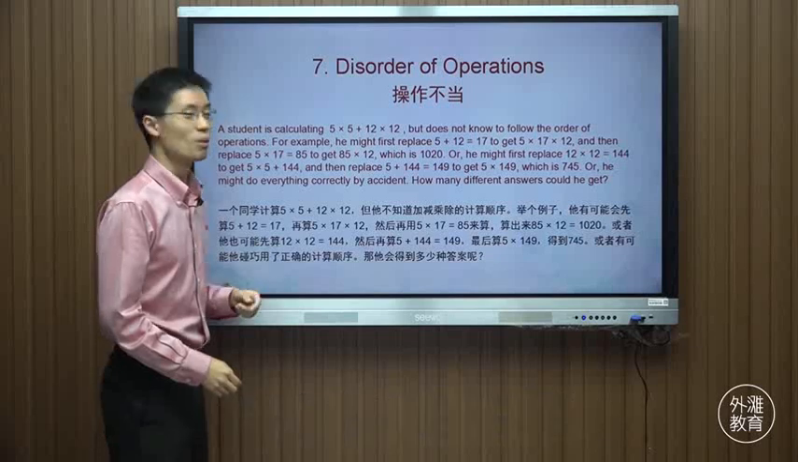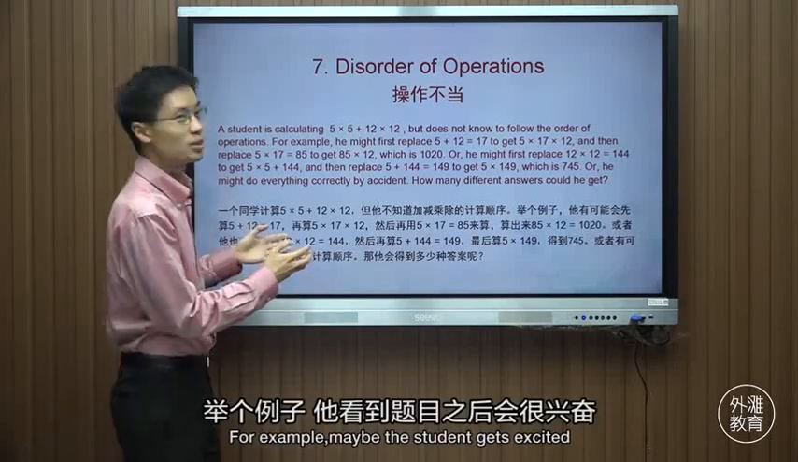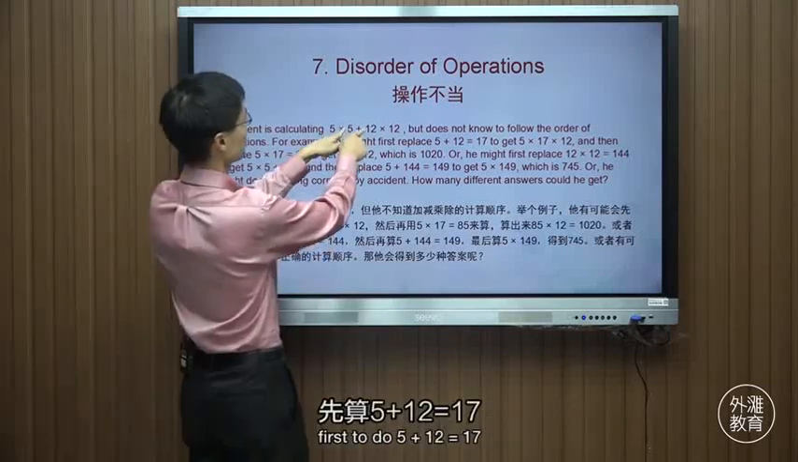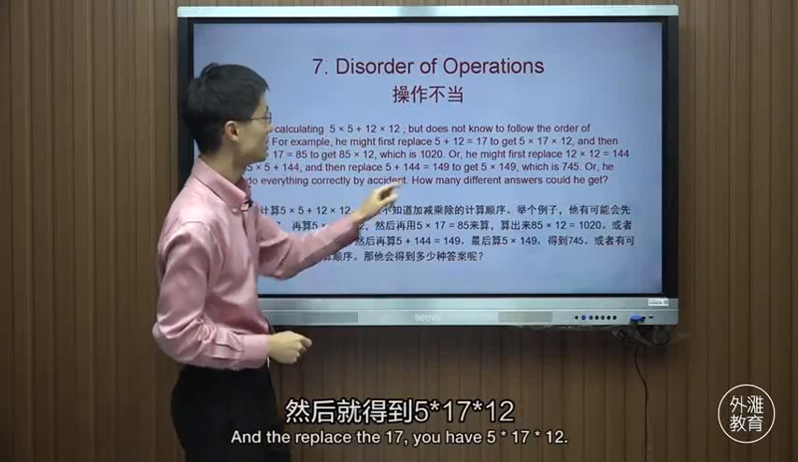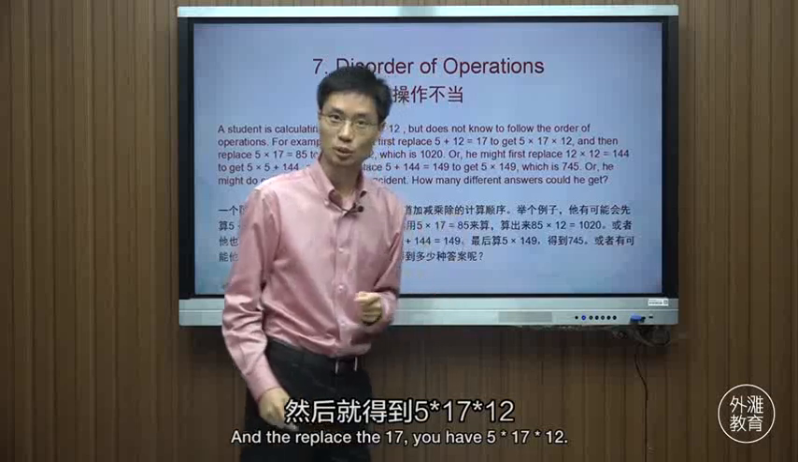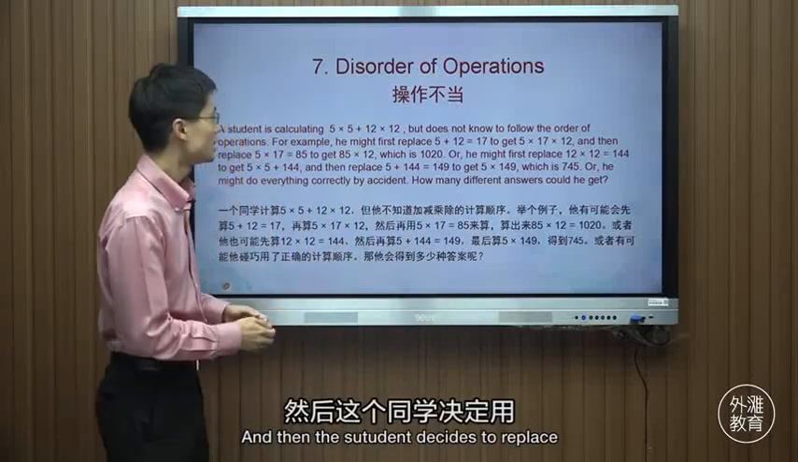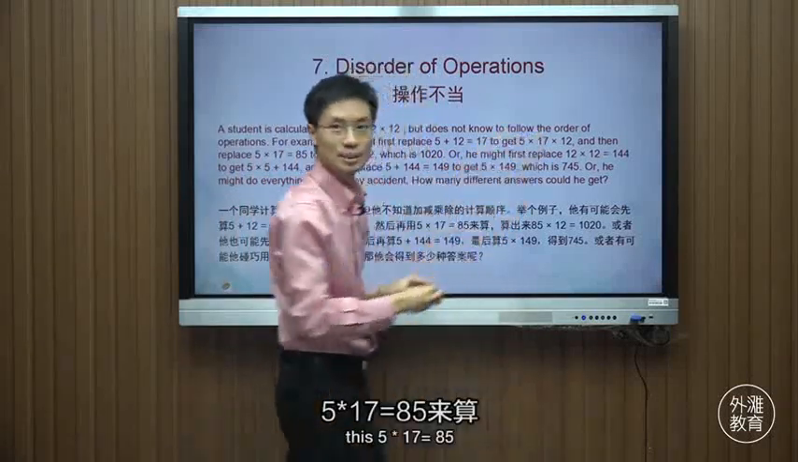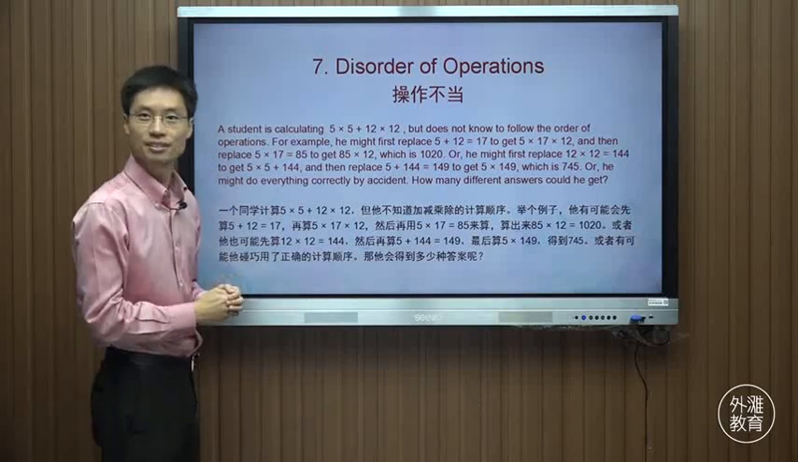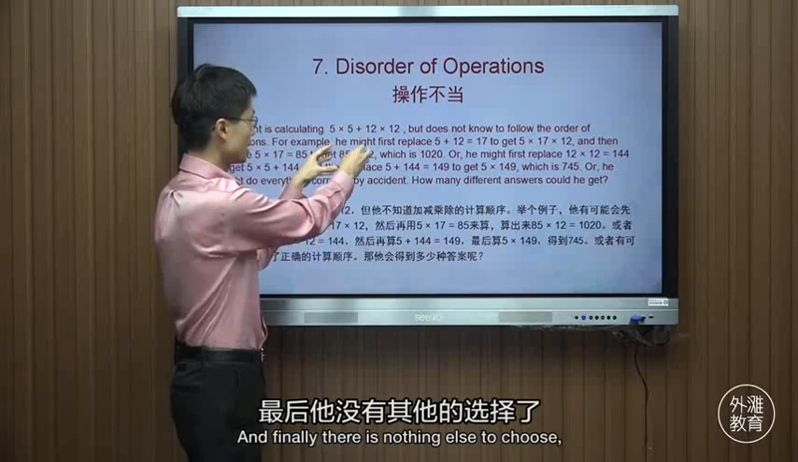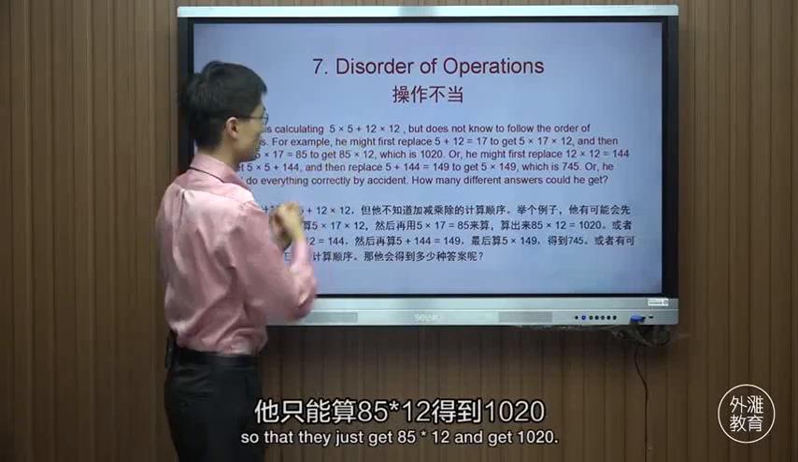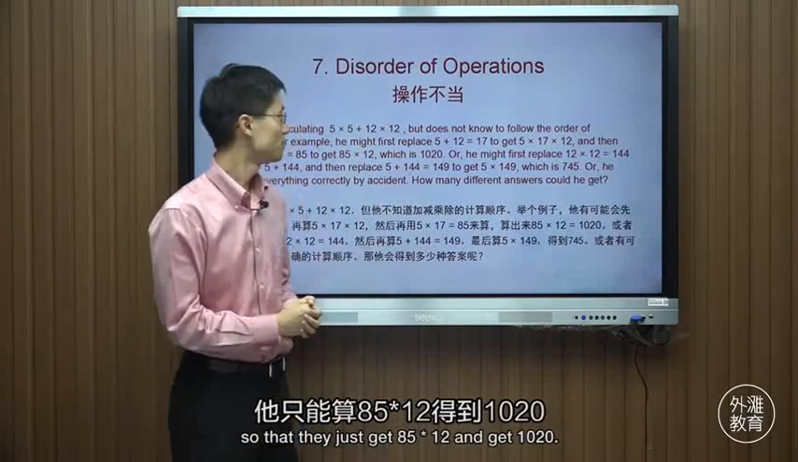of operations. For example, maybe the student gets excited and first says to do 5 plus 12 is 17. And then, replacing with 17, you have 5 times 17 times 12. And then the student decides to replace this 5 times 17 by 85 to get 85 times 12. And finally, there's nothing else to choose, so they just take 85 times 12 and get 1020.